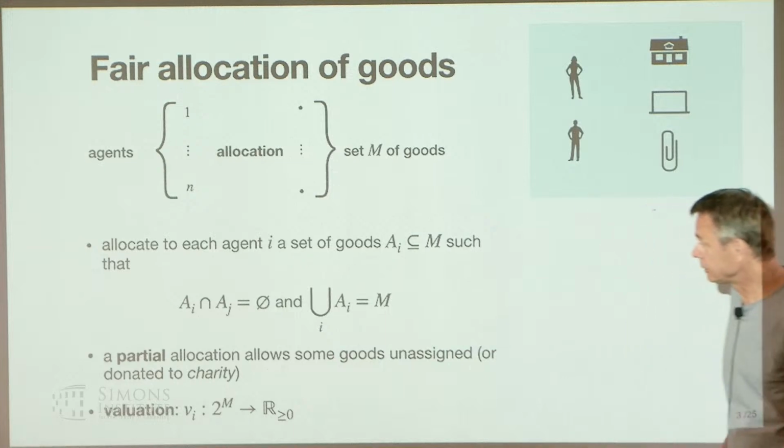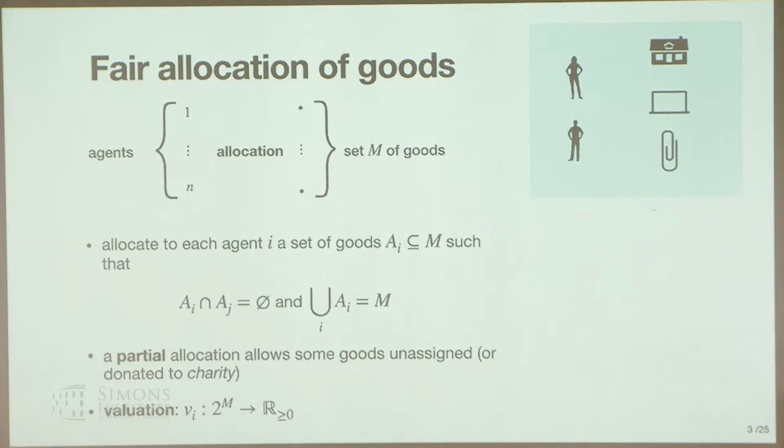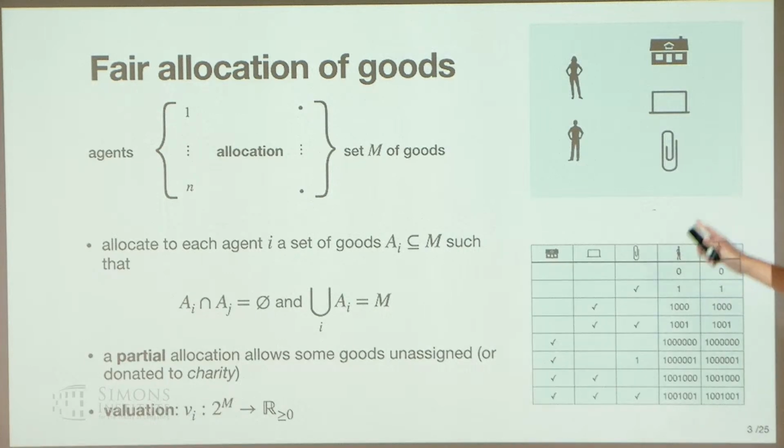But also very important, for each agent i, we have an evaluation function which gives each subset of the set M of goods a real number. It basically measures how well the agent likes this subset. And here we have an example of these valuation numbers, but this is a very special case because here both agents have exactly the same valuation, which in general is not necessarily true.